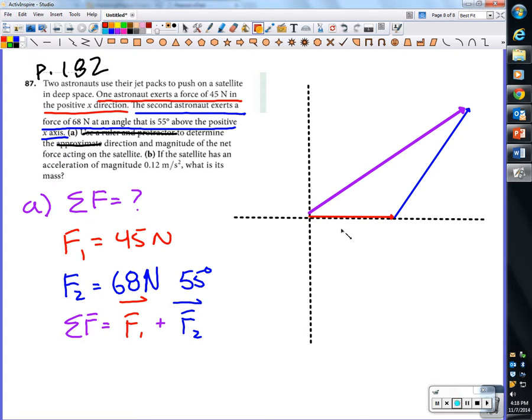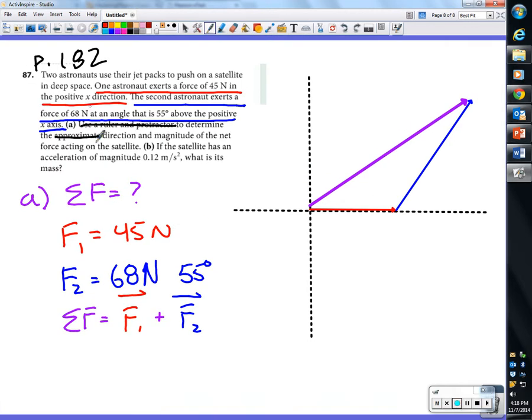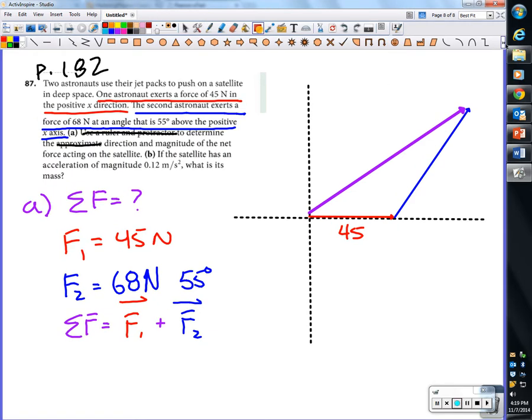We know that this is 45 because they gave that to us in the problem. And we know that the blue one is 68, but it's not perpendicular to red. We've encountered this situation before. Even though we have two vectors that are not perpendicular to one another, this vector, vector 2, has components.